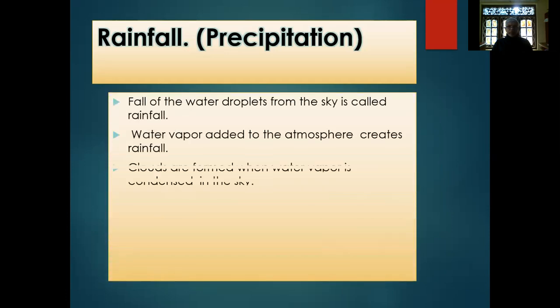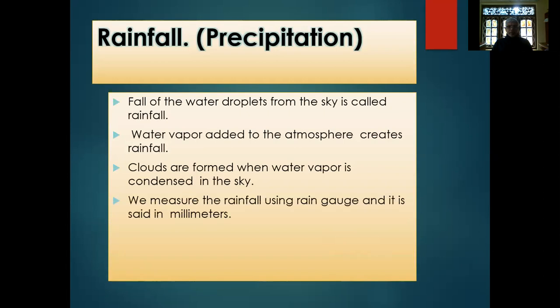Then you read them. Fall of the water droplets from the sky is called rainfall. No difficult words. Droplets, jalabind. Water vapor added to the atmosphere creates rainfall. Added, එකතු කරනවා. Atmosphere, now you know. Creates, නිර්මාණය කරනවා. Clouds are formed when water vapor is condensed in the sky.